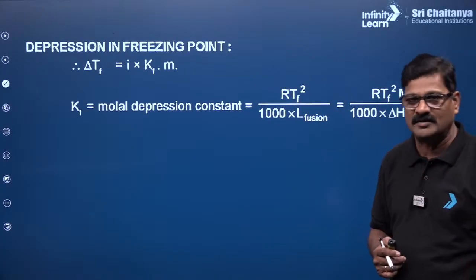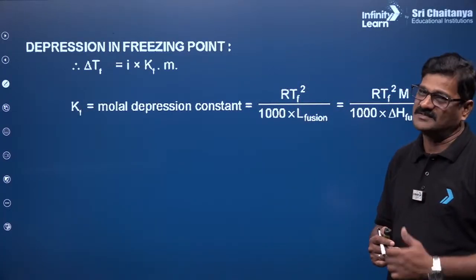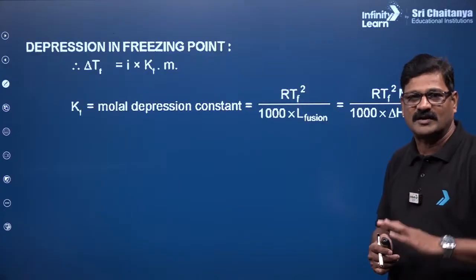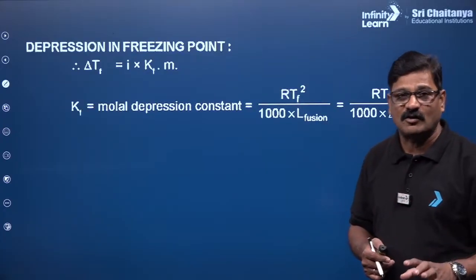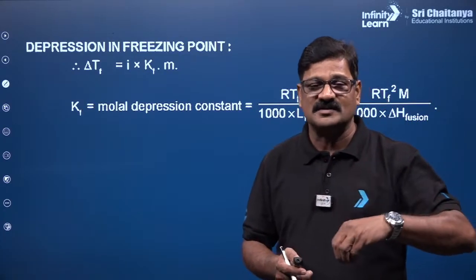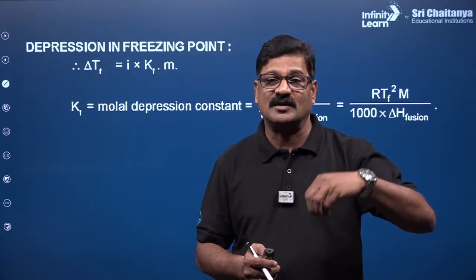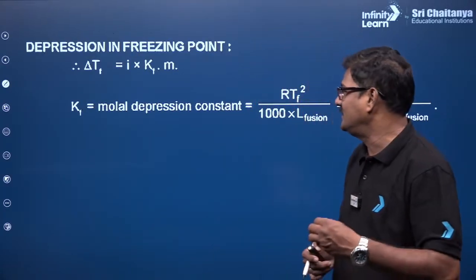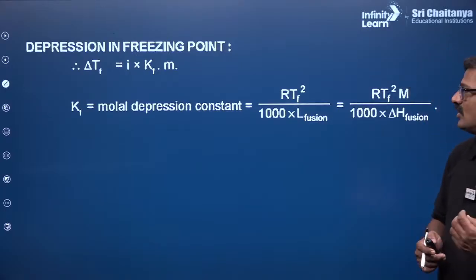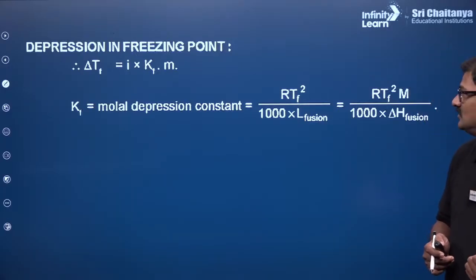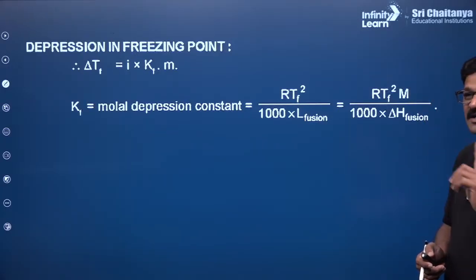Depression in freezing point is the same way when you add some non-volatile solute. So in order to say colligative property, you are dissolving some non-volatile solute in that, so the solute should be non-volatile. Understand? And here Kf is called the molal depression constant. Okay, that is given by thermodynamic equations.